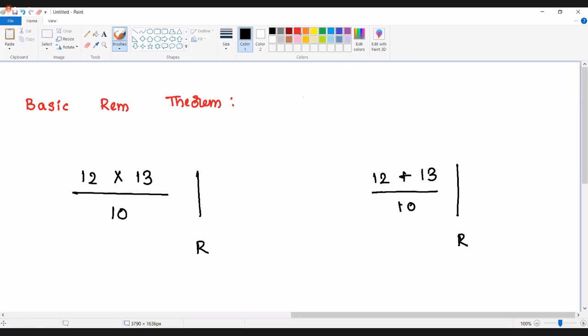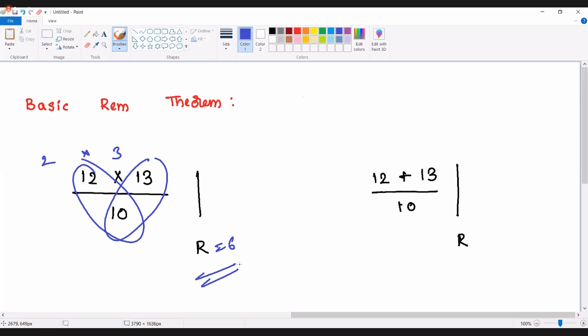If you look at these two, the first one is 12 into 13 divided by 10. For this, you can just look at the individual remainders. 12 by 10, remainder is 2. 13 by 10, remainder is 3. 2 into 3, remainder is 6. You can mark it as 6.